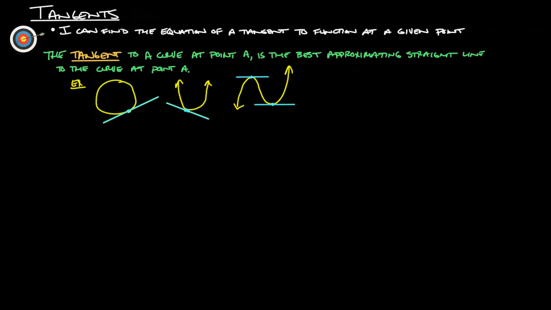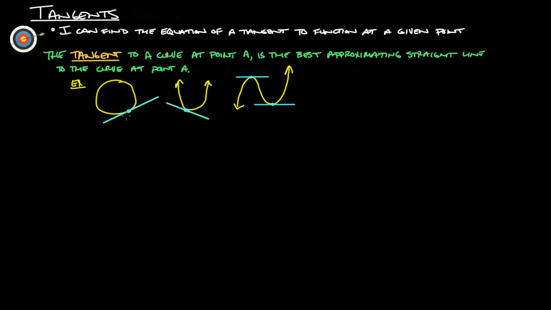First off, the tangent to a curve at a point A is the best approximating straight line to the curve at point A. So let's say this is point A, and you're basically hitting that. It's that line that just touches the curve at that point, a straight line, right? A good example of that would be a basketball resting on a table. It's a slanted table, but you get the idea.